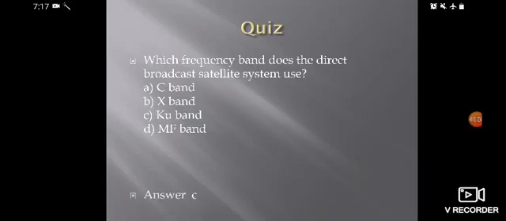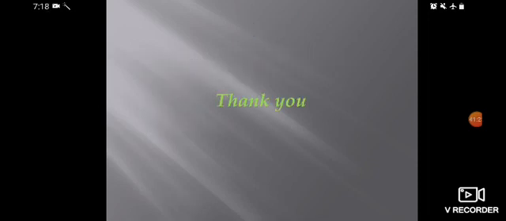I have already said that whenever we are using satellite communication, most probably we are using the C band, Ku band and Ka band only, not other bands. So MF is not a correct answer and X is also not a correct answer. But for our direct broadcast satellites, we are going to use the Ku band. Okay, this is the answer.